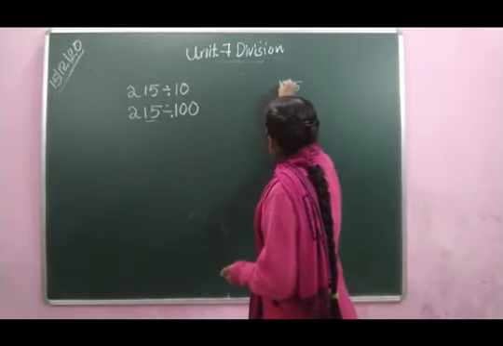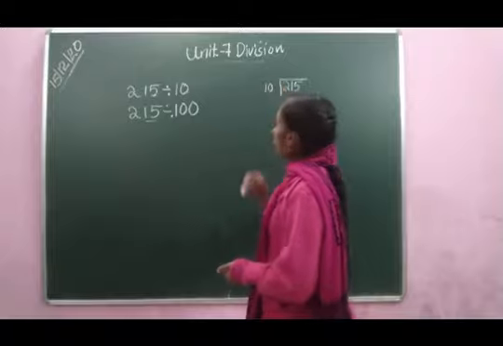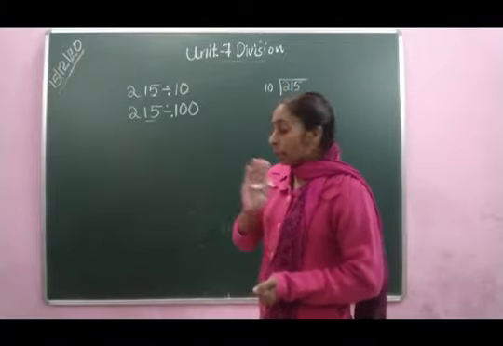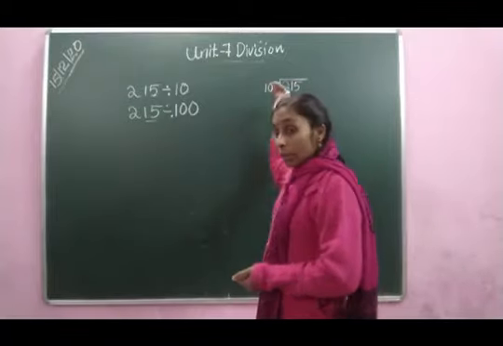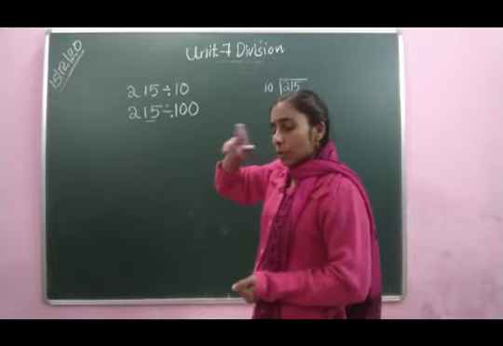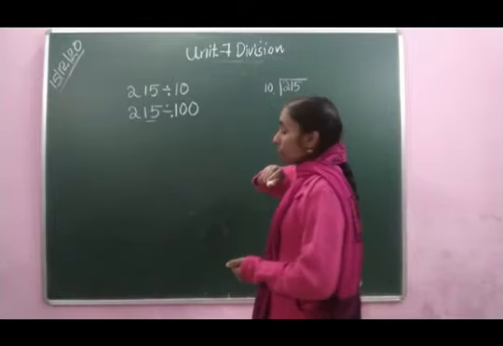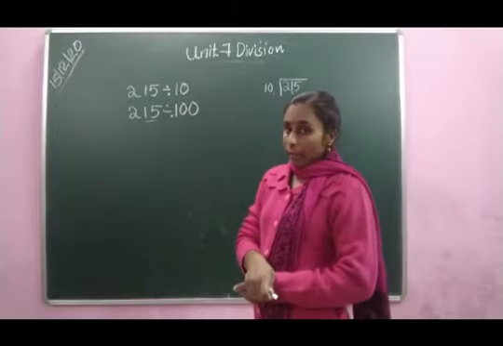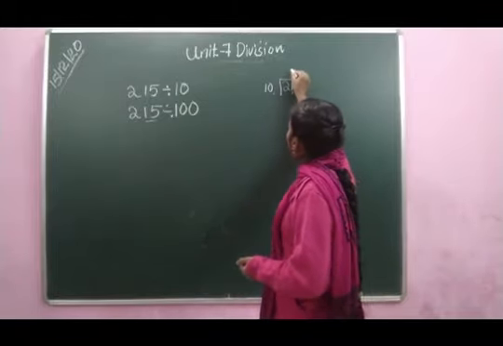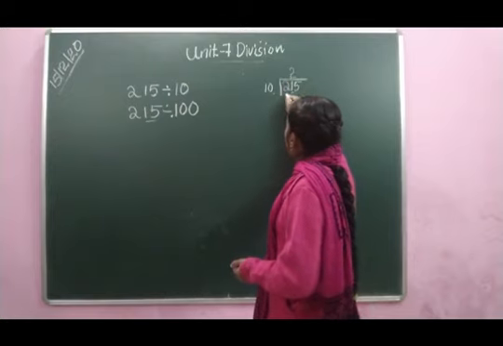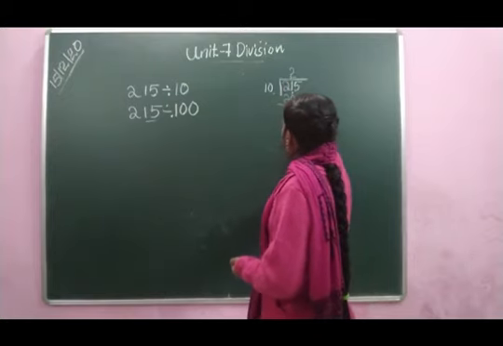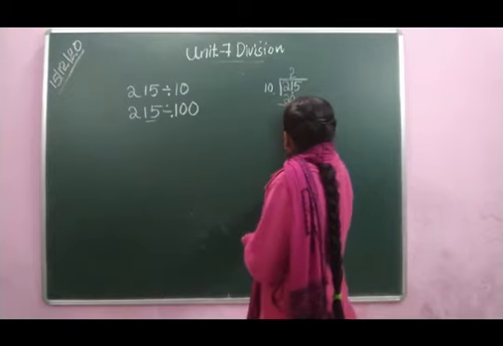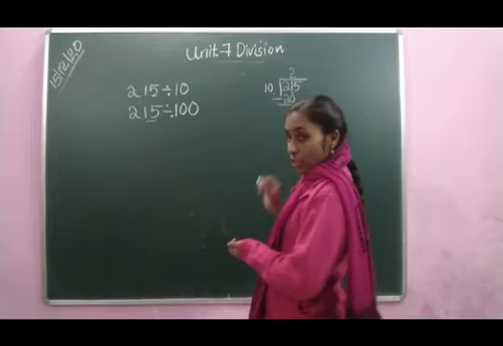215 divided by 10. Even though you have not yet learned dividing by a 2-digit number, I shall explain. Here 2 digits are there, so we have to select 2 digits from the dividend. How many tens are in 21? 2 times. 2 tens are 20. Then do the multiplication and then the subtraction.